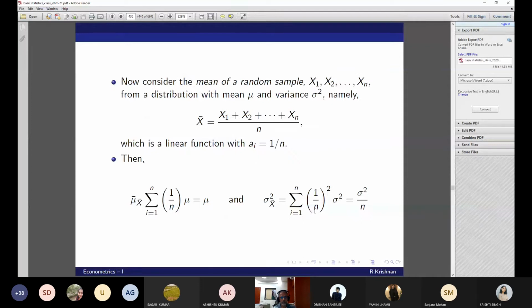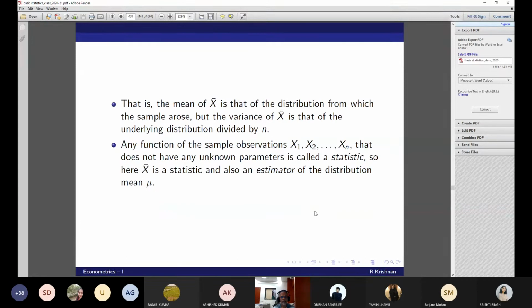Then mu x bar is equal to the summation, which equals mu, and sigma square x bar is equal to sigma square by n. That is, the mean of x bar is the mean of the distribution from which the sample arose, but the variance of x bar is the underlying variance divided by n.